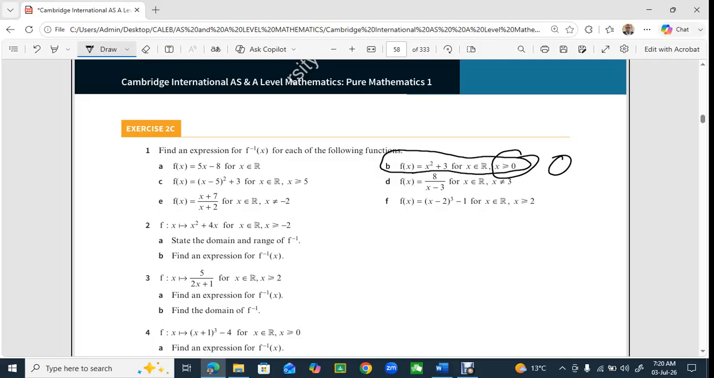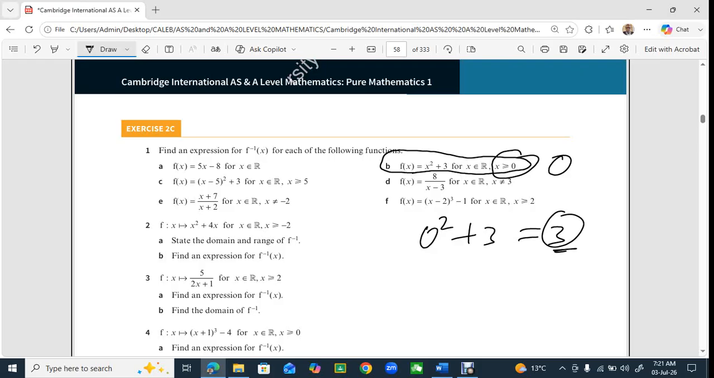Yes, Yonis? Now, to get the range, we input the value of x, we substitute them into the equation or the function given. Now it will be 0 squared plus 3. 0 squared is just simply 0. So in this case, our range here is what? Is 3. Yeah, good. So this one is our range.